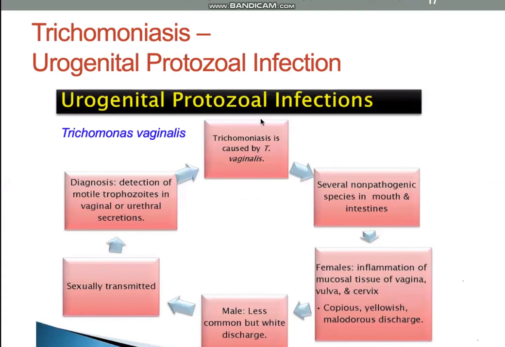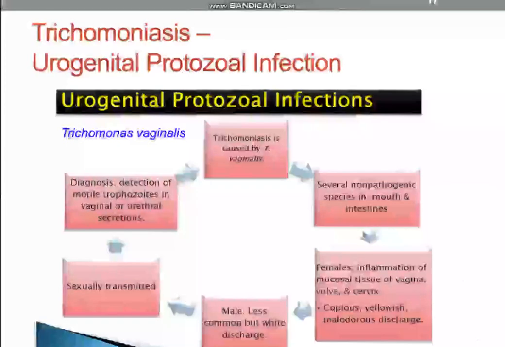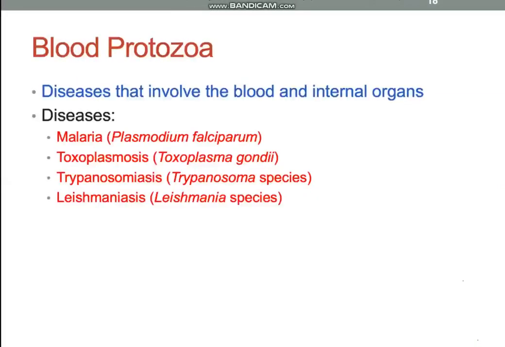There are not many details here. Perhaps that's all you need to remember, that it's a causative agent of sexually transmitted disease, not an intestinal one. All right. Perhaps there won't be enough time to cover all four blood parasites, but we'll see.